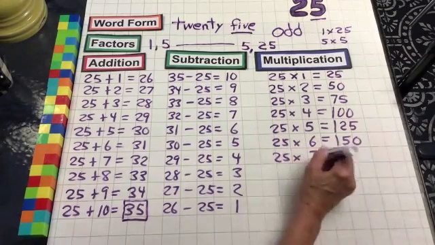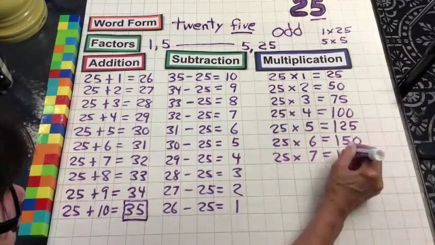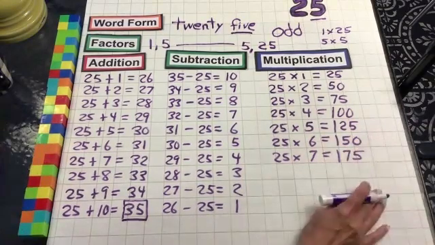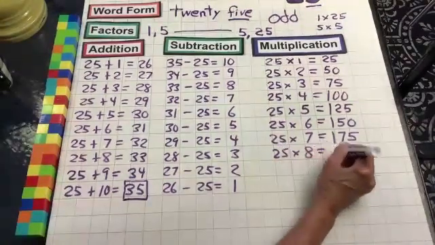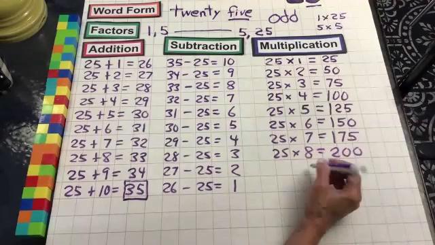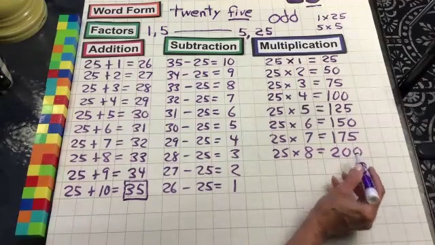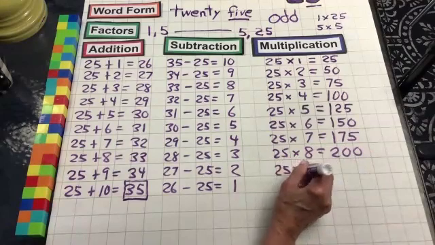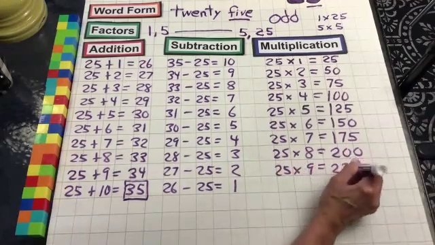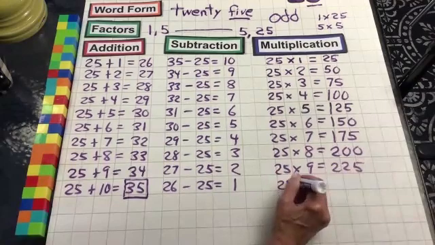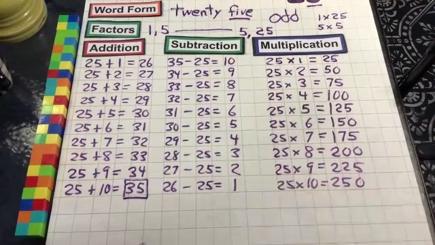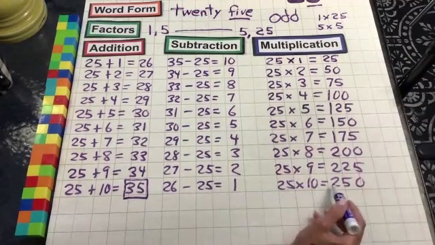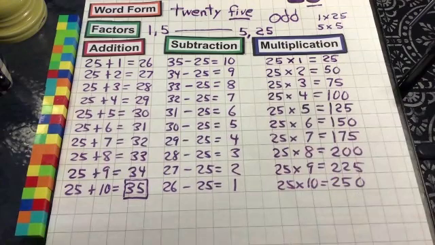25 times 7 equals 175. I just keep adding my quarters. 25 times 8 equals 200. So 8 quarters is $2 or 200 cents. 25 times 9 equals 225. And 25 times 10 is 250. However we get there, we know 10 times any number is the number with a 0 in the ones place. Looking good. Let's move on to our measurement.